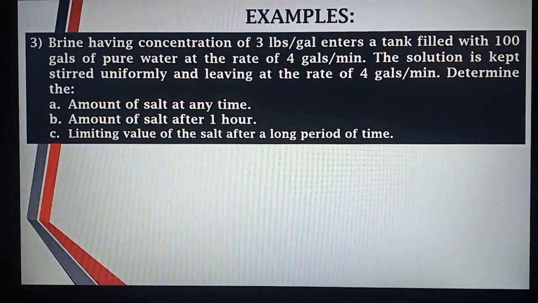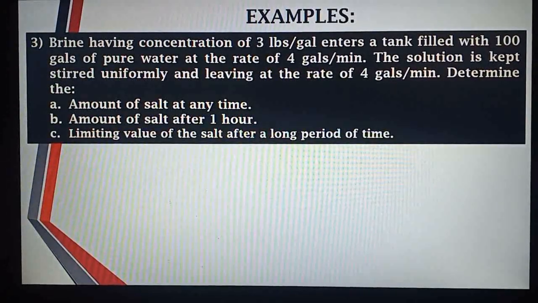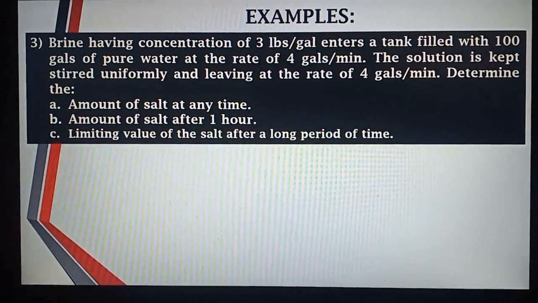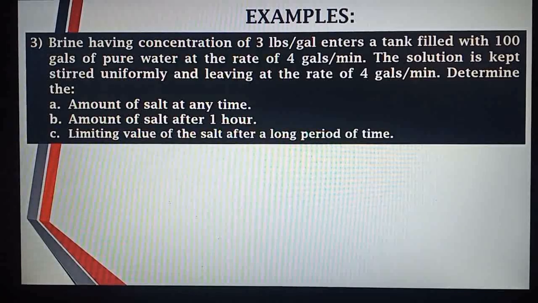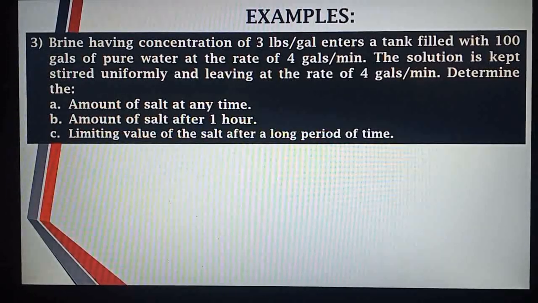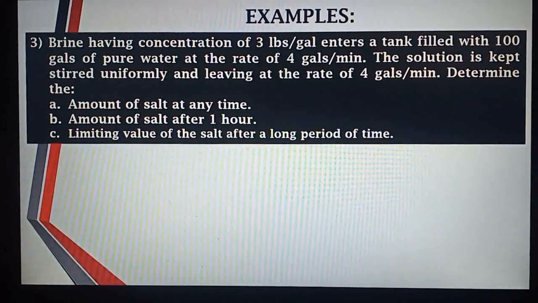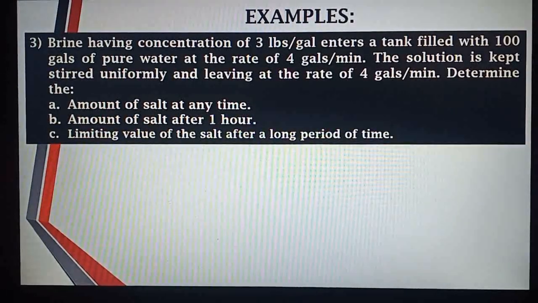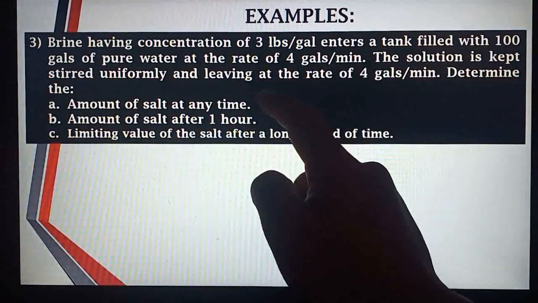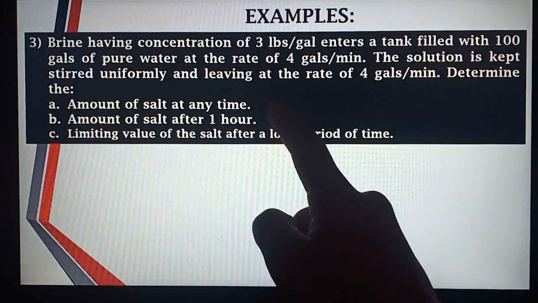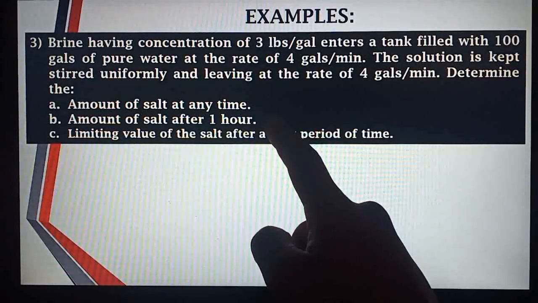Next, problem number 3. We have brine having a concentration of 3 pounds per gallon entering a tank filled with 100 gallons of pure water at the rate of 4 gallons per minute. The solution is kept stirred uniformly and leaving at the rate of 4 gallons per minute. Determine the amount of salt at any time. So this is also an equation of M with respect to T. Then the amount of salt after 1 hour.